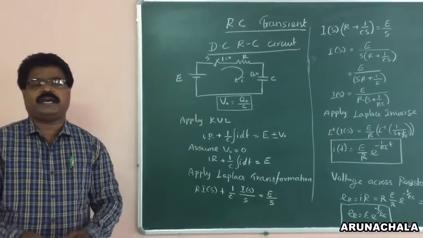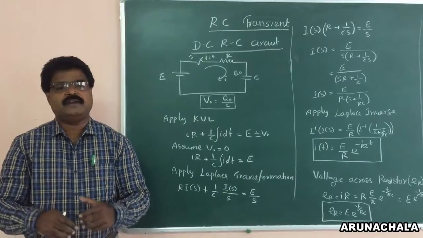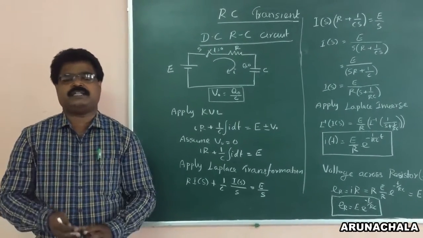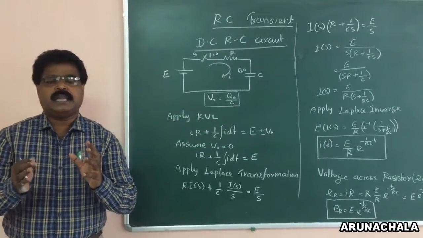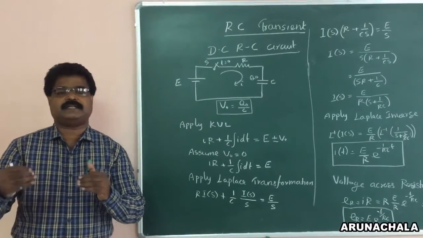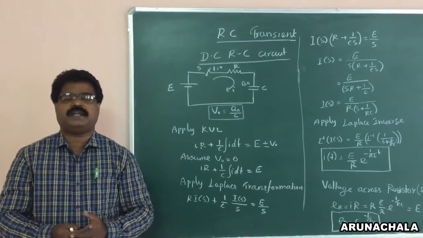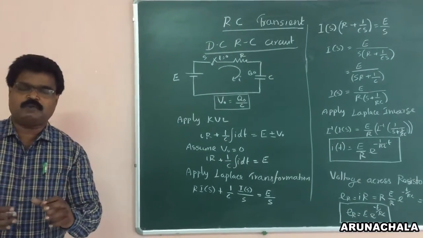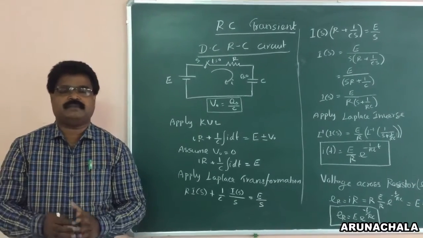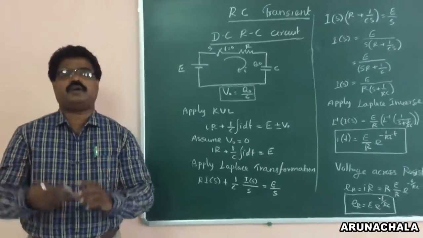What is the procedure to find I of t? The procedure for an RL circuit, RC circuit or RLC circuit, whether DC or AC, is the same. First you write the Kirchhoff's voltage law equation. Then apply the Laplace transform and you will get I of S. Then apply partial fractions to separate the terms and find the values of A, B, C. Substitute the values of A, B, C in I of S. Then apply the inverse Laplace transform and you will get I of t. This is the standard procedure whether you are doing a derivation or a problem.